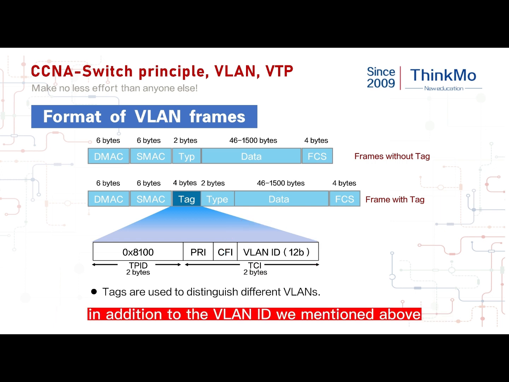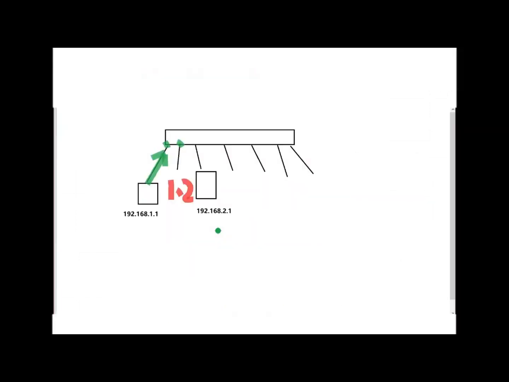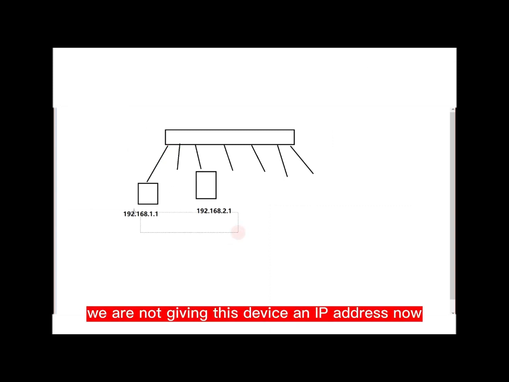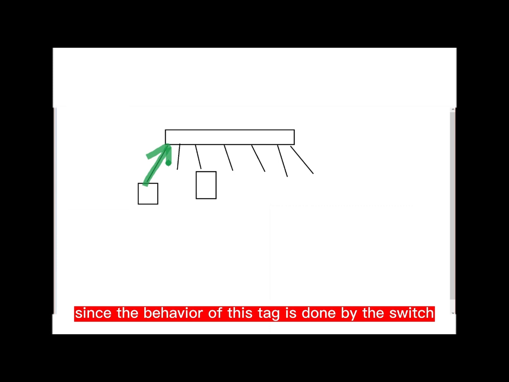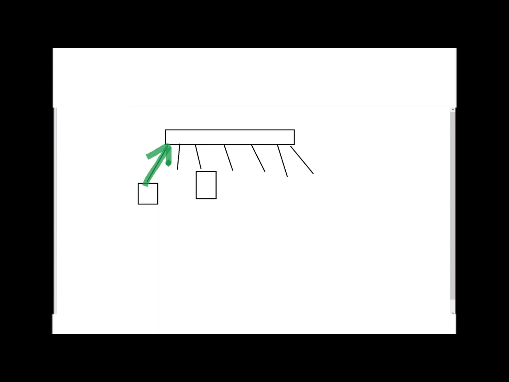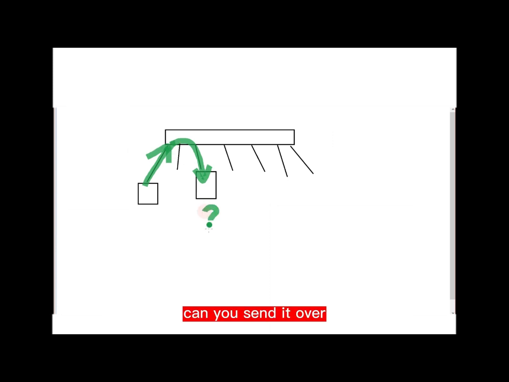In addition to the VLAN ID we mentioned above, there is another concept. Link type. Let's go back to this picture. For example, we are not giving this device an IP address now, regardless of whether it is a network segment. Assume now we go through layer 2 communication. The data arrives at the switch here. Since the tagging is done by the switch, think about it. It sends this data to the PC on the right with this tag. Assuming they are both in the same VLAN. Can you send it over? Okay. This is not allowed.